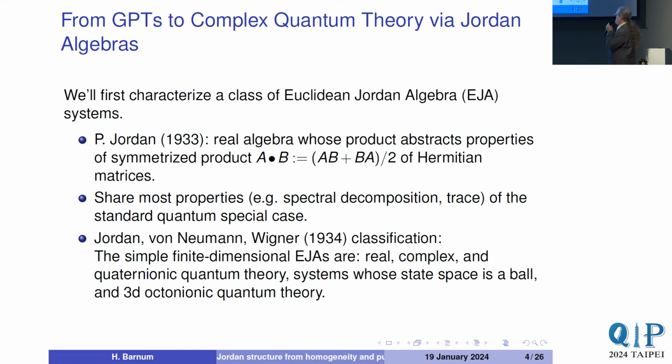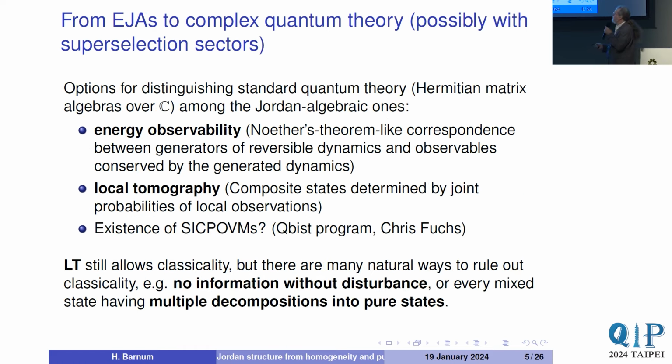It shares most of its properties, like spectral decomposition and a trace. And Jordan, von Neumann, and Wigner in the 30s classified the finite dimensional Euclidean Jordan algebras, and they're just real, complex, and quaternionic quantum theory; systems whose state space is a ball, which are known as spin factors; and three-dimensional octonionic quantum theory, which is the exceptional Jordan algebra. So, how do we get from this already close to quantum class to quantum theory?